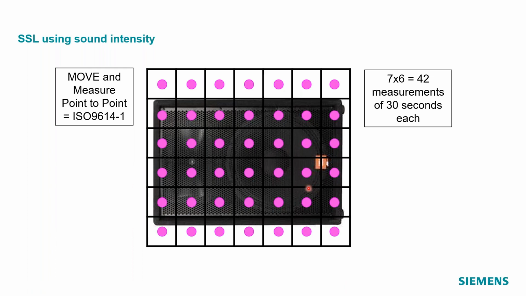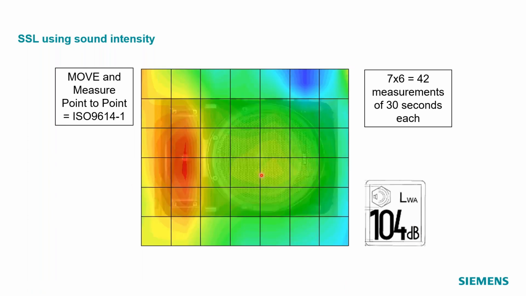Each of them is 30 seconds long, and so we spent a significant amount of time making this measurement. So it's not a fast measurement by any stretch of the imagination, but we'll also be able to calculate the sound power. If you recognize, this is a sound power label. So we'll know what the inherent sound making capability of this device is in terms of sound power, but then we'll also be able to extract the sound source localization information.